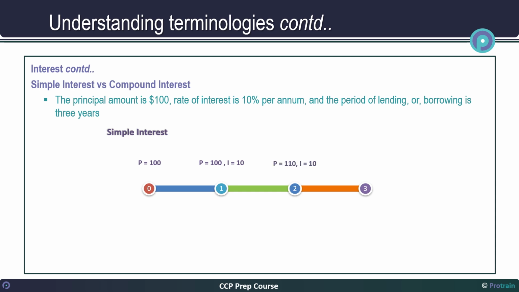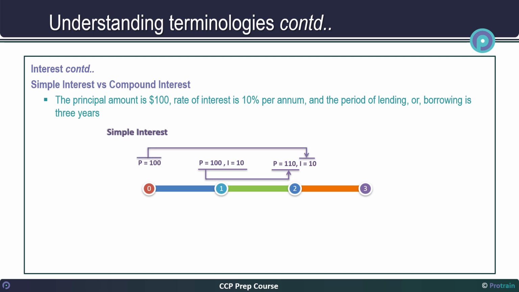Now let's go to year 2. Here we shall find, the principal amount for year 2 shall be $110. How? Simple again. Principal amount for any period shall be sum of interest plus principal for the previous period.